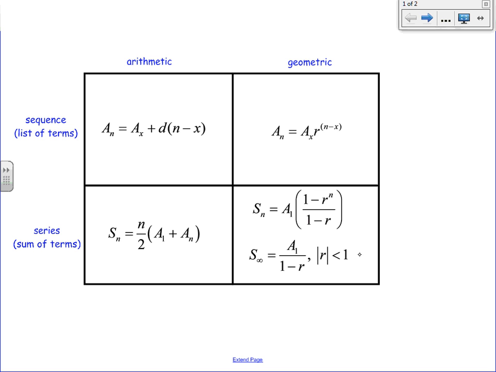Notice in this box over here, the geometric series, there's two different scenarios: the generic scenario, and then if we go to infinity, if the ratio is less than 1, then we use this scenario. Okay, if it's bigger than 1, then obviously it doesn't go to a limit number. So you need obviously to know all of these here.